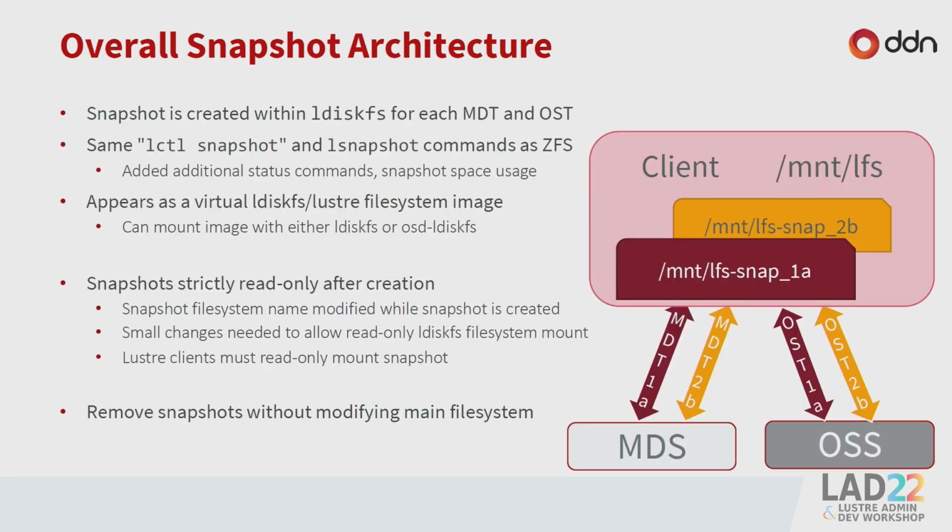Essentially, the way that snapshots are implemented is that inside LDiskFS, a snapshot is a virtual image of the file system. We wanted snapshots at the LDiskFS level partly to match how ZFS was implemented, so we can use the same commands and have consistency between the different backends. Each target takes a snapshot of the local disk file system.